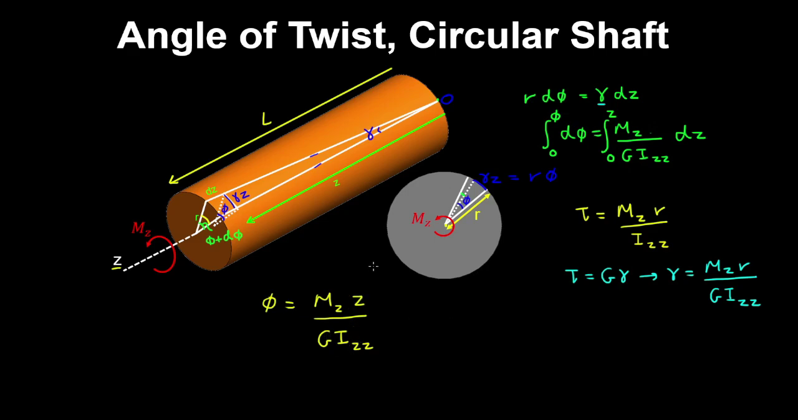Now let's go back to the general form. So therefore the rate of twist is equal to Mz on the shear modulus times the polar moment of inertia. And we'll use this to derive the torsion equations for beams which do not have a circular cross section.